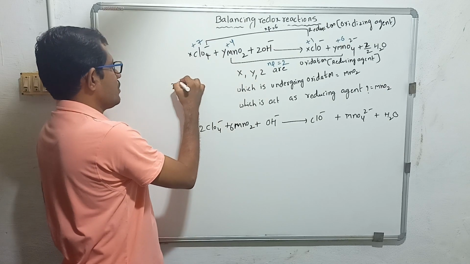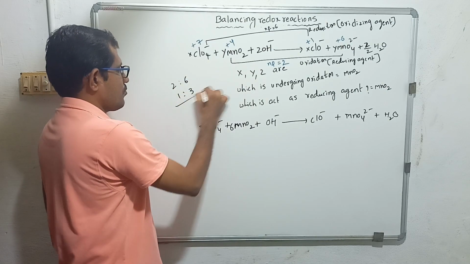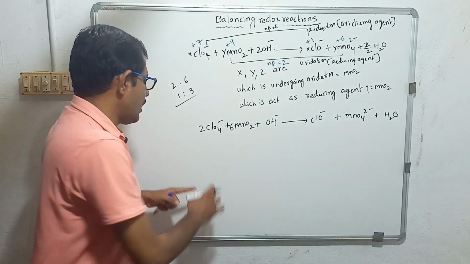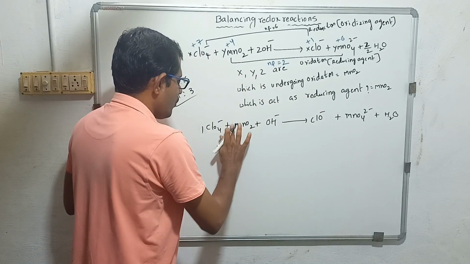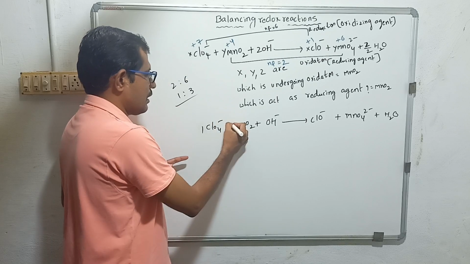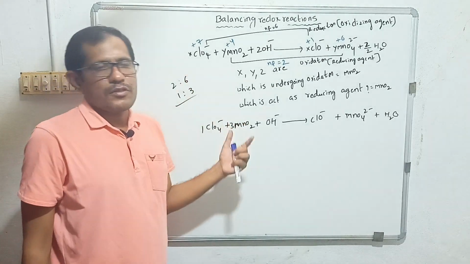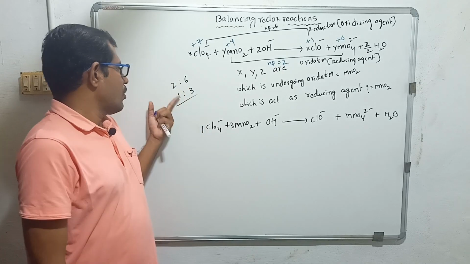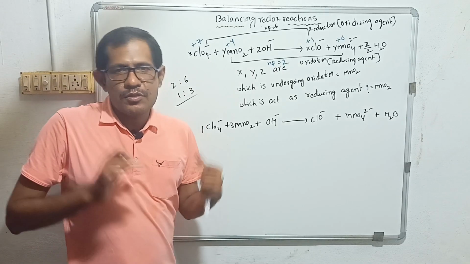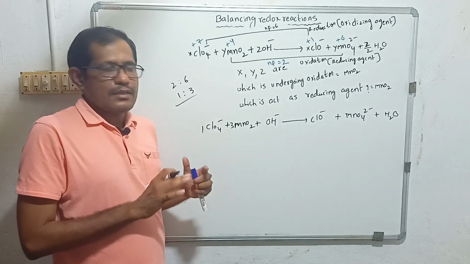So for 2:6, I will take 1:3. Observe carefully. In place of 2, I will take 1, so in place of MnO2, I will take 3. So observe the reaction when you are solving. When you find the ratio, always try to make it simple.